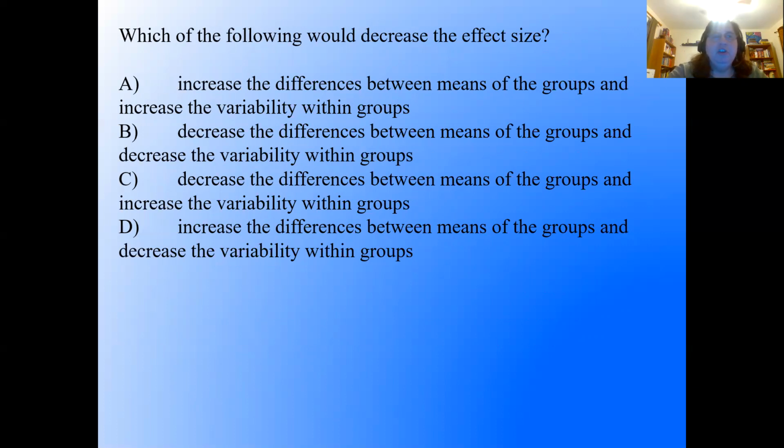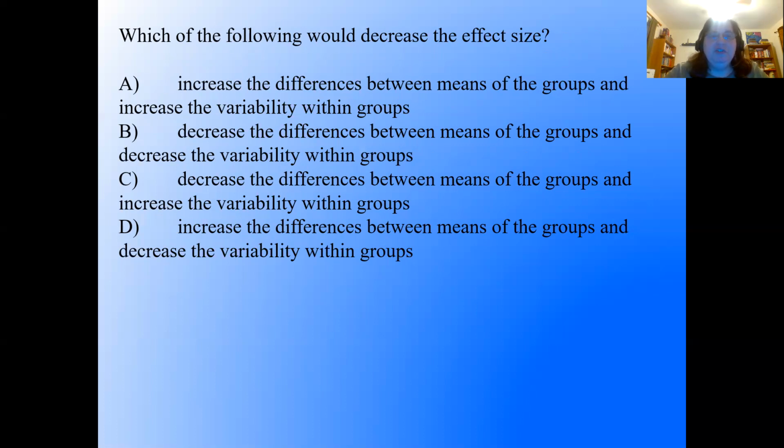Excuse me, that's totally wrong. Sorry about that. We're trying to decrease effect size, not increase effect size. So it would be the opposite of that. It would be C, decrease the differences between the means of the groups and increase the variability within the groups. So there you go. Classic example why it's good to carefully read the question, maybe even go back and read it a second time.